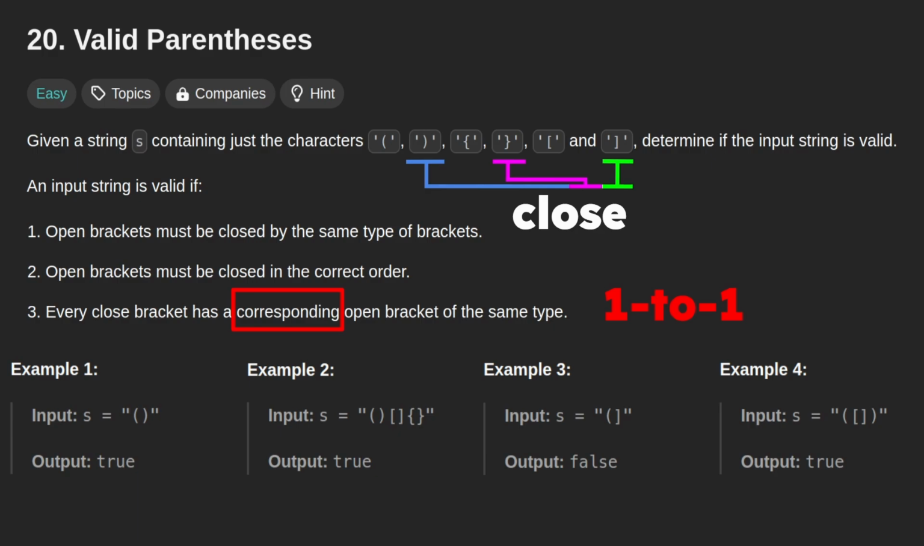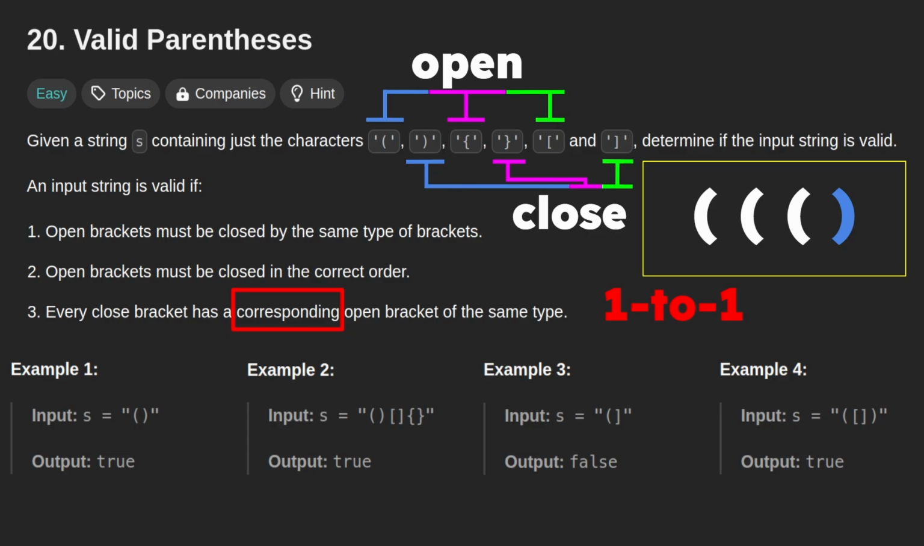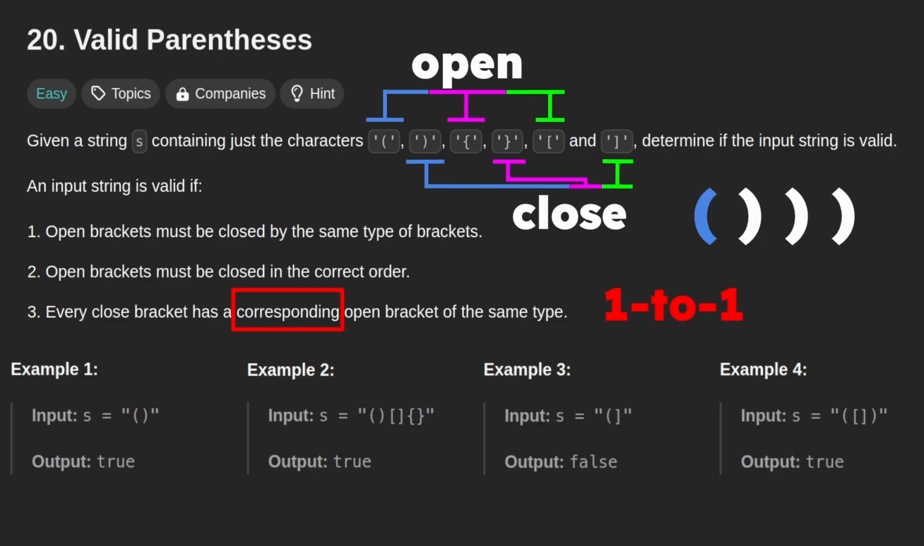So for every closed bracket, there must be a unique and distinct open bracket. So a closed bracket cannot close multiple open brackets. When it closes one open bracket, it is consumed and cannot be used again. Likewise, when an open bracket is closed, it is consumed and it cannot be reused.